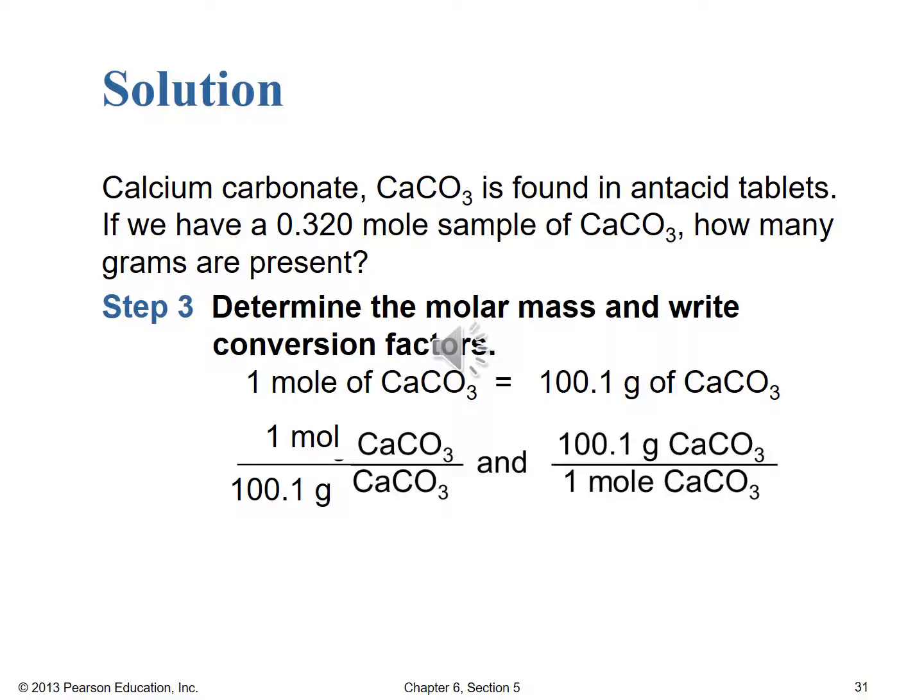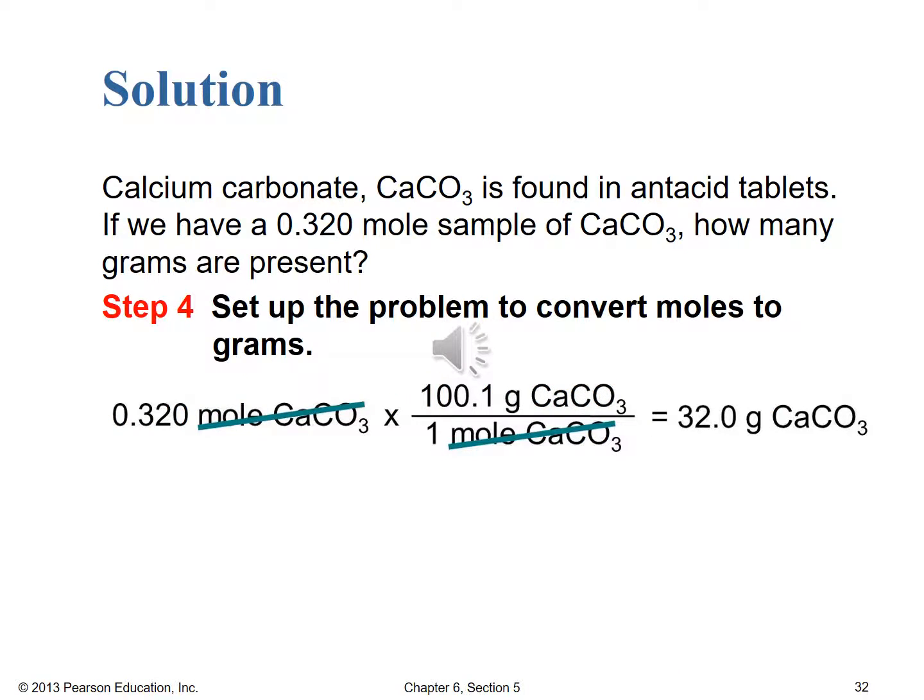So hopefully you've already determined which is correct for this question. And here we see it was the 100.1 grams of calcium carbonate over 1 mole of calcium carbonate that was the correct conversion factor, so that we can cancel moles of calcium carbonate and arrive at 32.0 grams of calcium carbonate for our final answer. 0.320 moles of calcium carbonate was given, and therefore 3 sig figs in our starting value gives rise to 3 sig figs, 32.0 grams of calcium carbonate in our final answer.